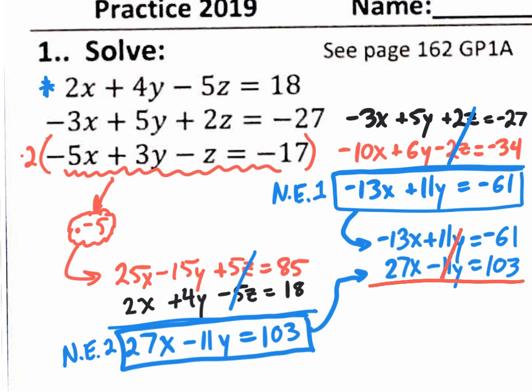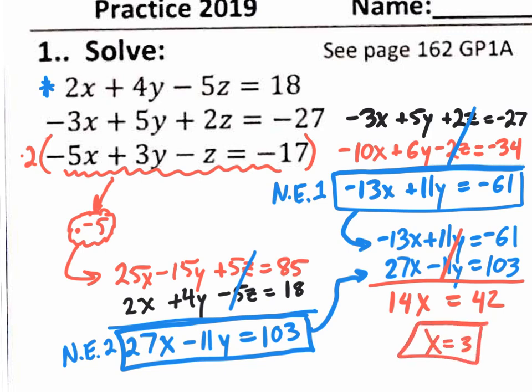So let's combine negative 13 plus 27, that is 14 with an x, equals 103 plus negative 61, or 103 take away 61, that's 42. So luckily, 42 divided by 14 is 3.